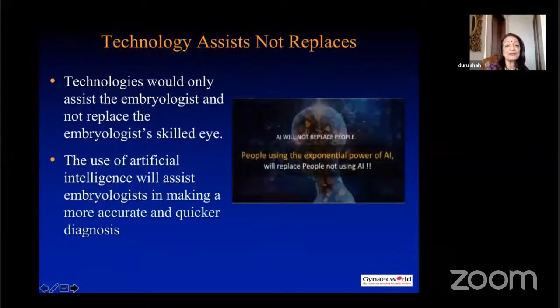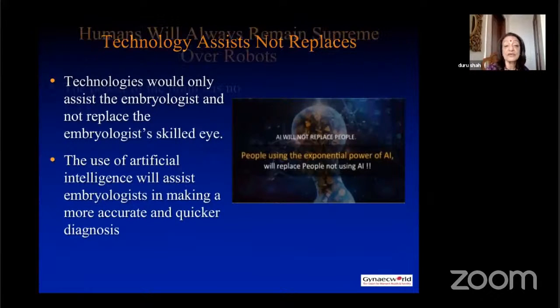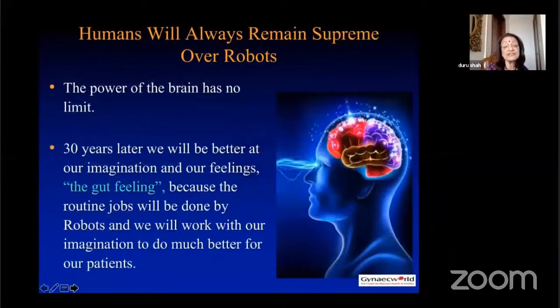So we all know that technologies can only assist the embryology, and it will never replace the embryologist's skilled eye. And the use of artificial intelligence will assist embryologists in making a more accurate and a quicker diagnosis, just as clinicians have tools to help them in their diagnosis. And the power of the brain has no limit. 30 years later, we will be better at our imagination and our feelings, the gut feeling, because the routine jobs will be done by the robots, and we as human beings will work with our imagination and do much better for our patients.